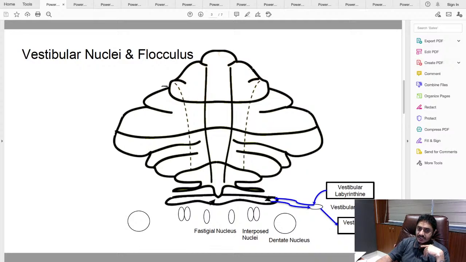In other words, you have the dentate, fastigial and interposed nuclei, which act as the deep cerebellar nuclei. These are groups of tightly grouped neurons that are deeply embedded within the cerebellar cortex, not the cerebral cortex. Note the difference. Such a deep cerebellar nucleus is not there for the vestibular cerebellum. Instead, you have the vestibular nucleus, which acts both as the input as well as output.